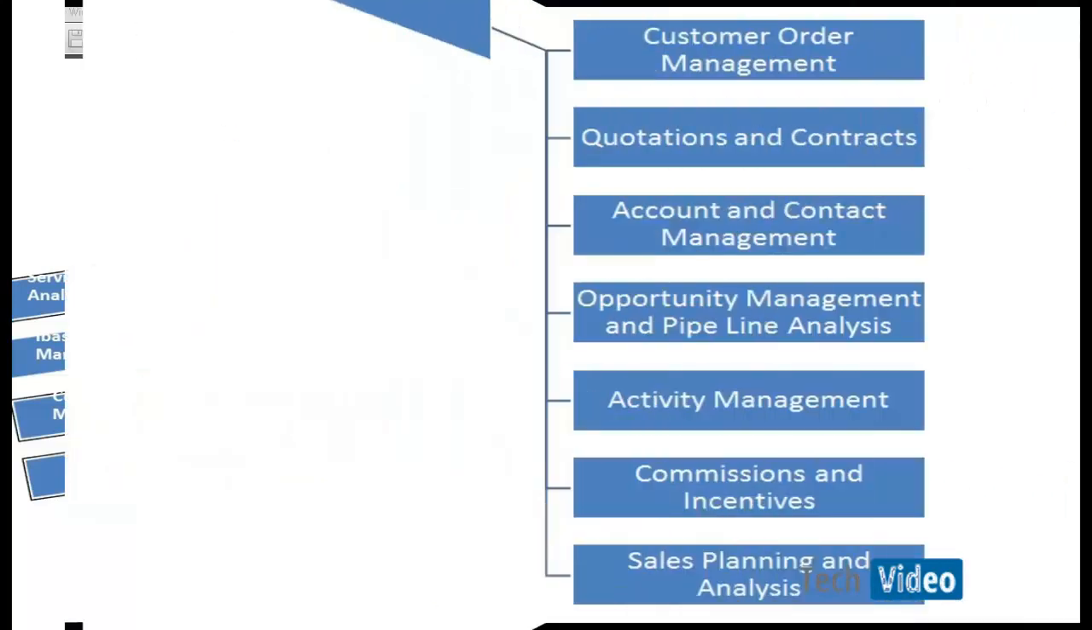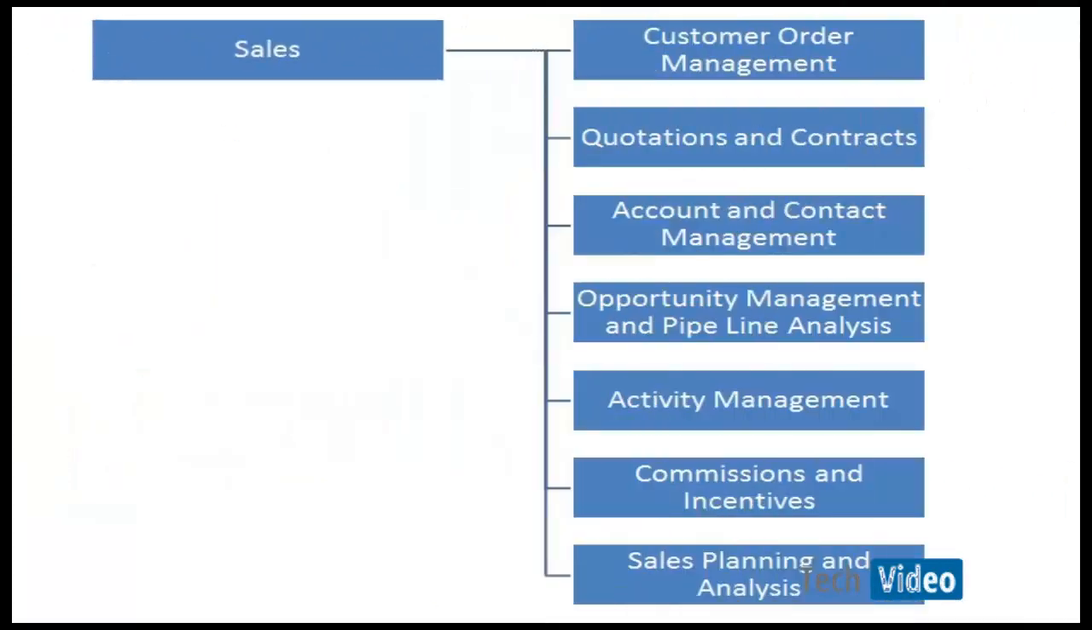So talking about the key features or key processes available in sales, we have customer order management, quotations and contracts, account and contact management, opportunity management, pipeline analysis, activity management, commissions and incentives, sales planning and analytics. So these are the key features provided as a part of sales.